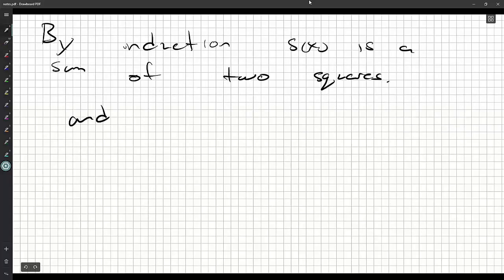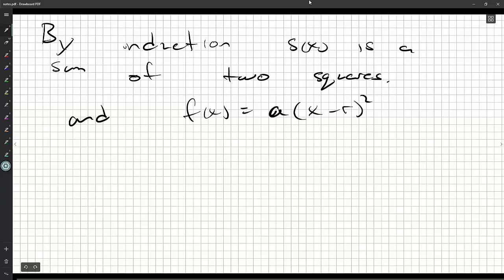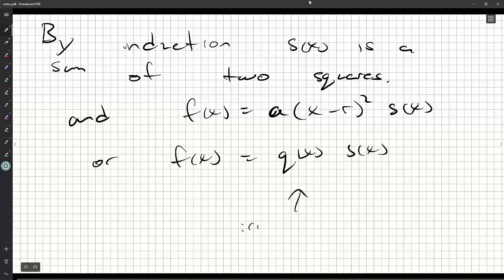So now we can say S is the sum of two squares, and f of x either equals a times x minus r squared S of x, or some irreducible quadratic.